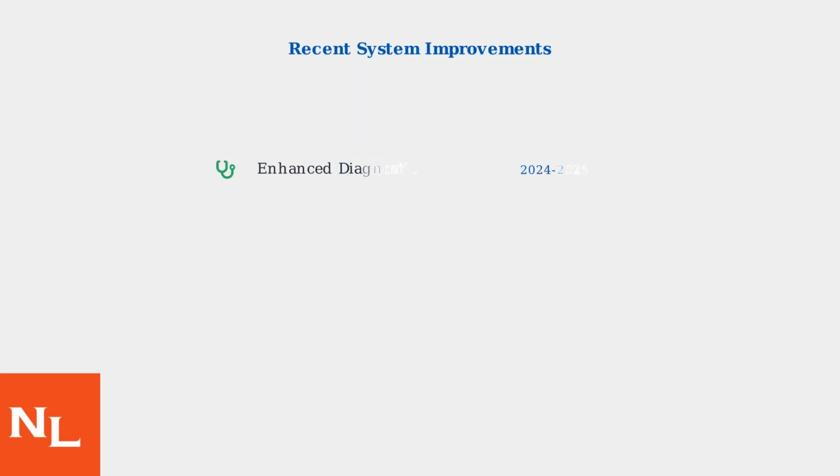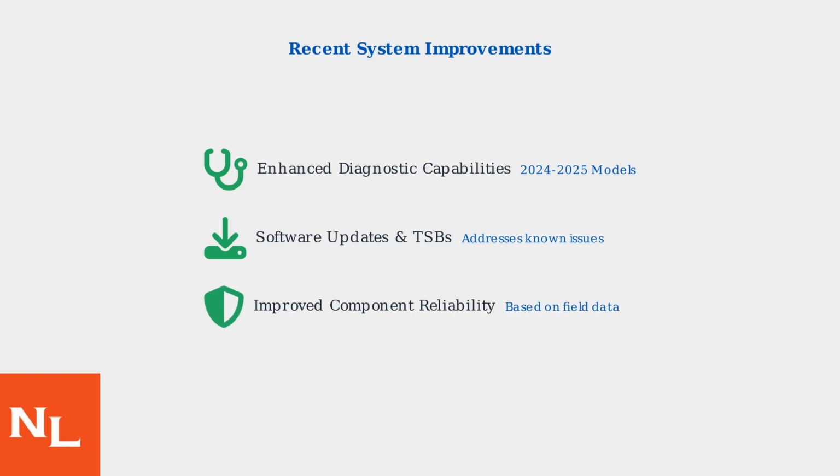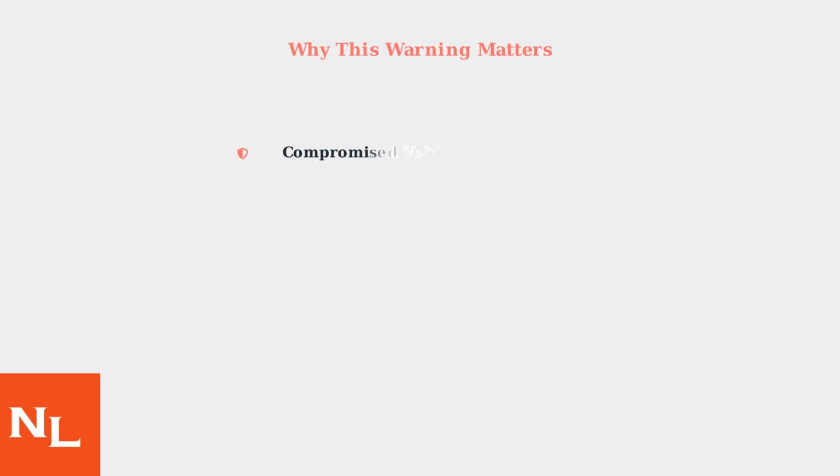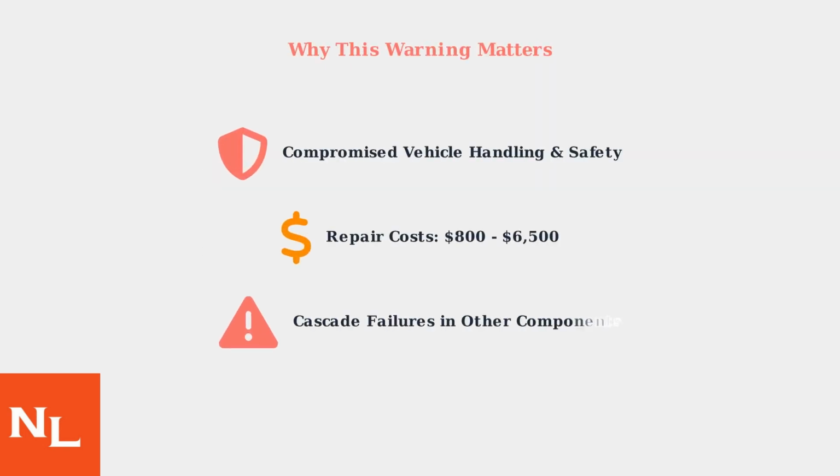Recent improvements in 2024 and 2025 model years include enhanced diagnostic capabilities with more specific error codes and real-time monitoring systems to help identify problems faster. Ignoring this warning can lead to serious consequences. The air suspension system affects vehicle handling, safety, and ride quality. Prompt attention prevents further damage and maintains your Grand Cherokee's performance capabilities.